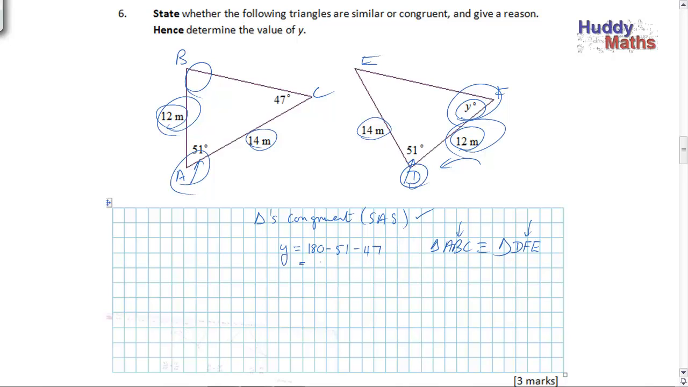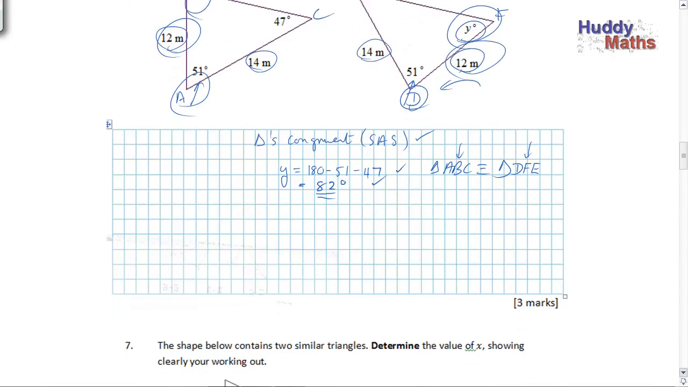47, which is 82 degrees. So there are 2 marks for that. If you did the working, if you got the answer 82, it's 2 marks. So watch out for that. That's a little bit of a trick there. Okay, let's come down and have a look at the next one.